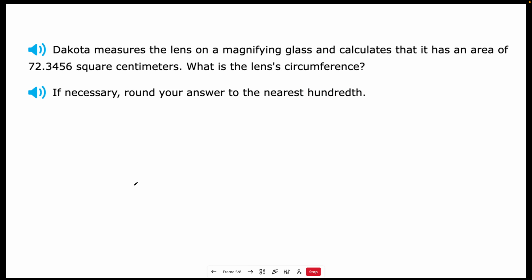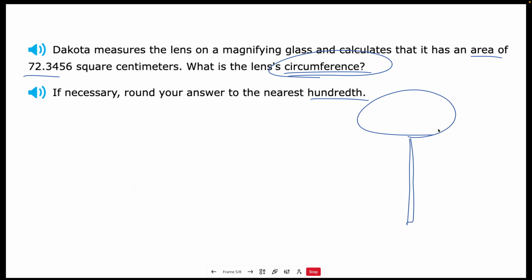All right, this says Dakota measures the lens on a magnifying glass and calculates that it has an area of 72.3456 square centimeters. What is the lens's circumference? And again, round to the nearest hundredth. Okay, so this was a little backwards. They give you the area, and they want you to find the circumference. So we know how to find circumference. What can we do with this area? Well, before we go any further, where is my beautiful magnifying glass? Boom, boom, and then kind of a circle at the top. This is a wonderful magnifying glass.